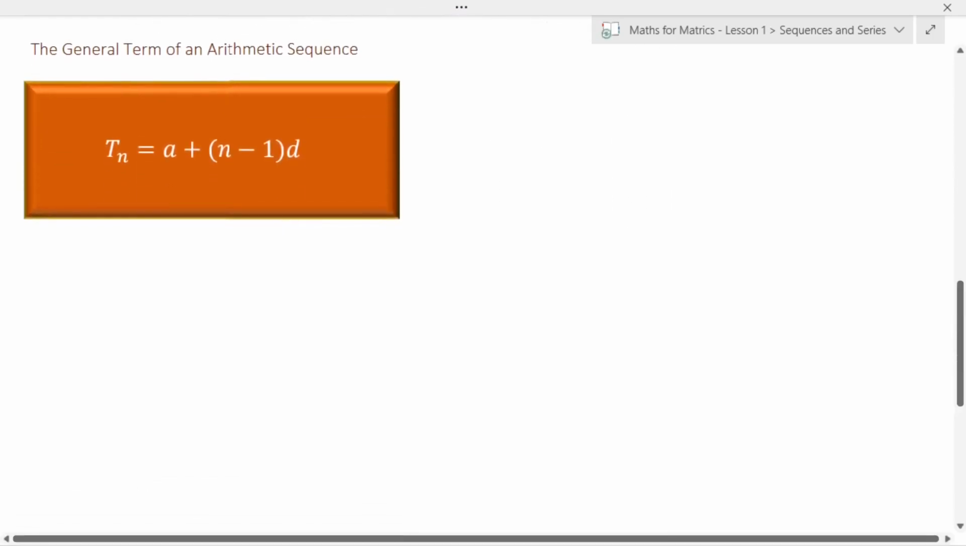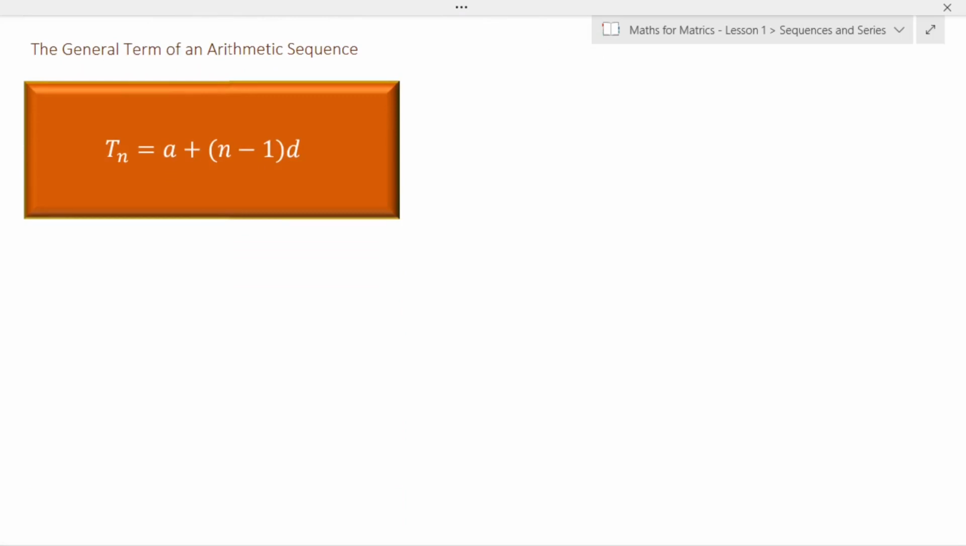The general term of an arithmetic sequence. The general term, or the nth term as it is sometimes called, is given by the formula Tn is equal to a plus (n minus 1) times d. So how did this formula come about? If a is the first term of the sequence, then the second term will be a plus d, since d is the common difference between all the terms. And if you continue the pattern by continually adding 1 to the coefficient of d, you will realize that it is actually the same as subtracting 1 from the term number.